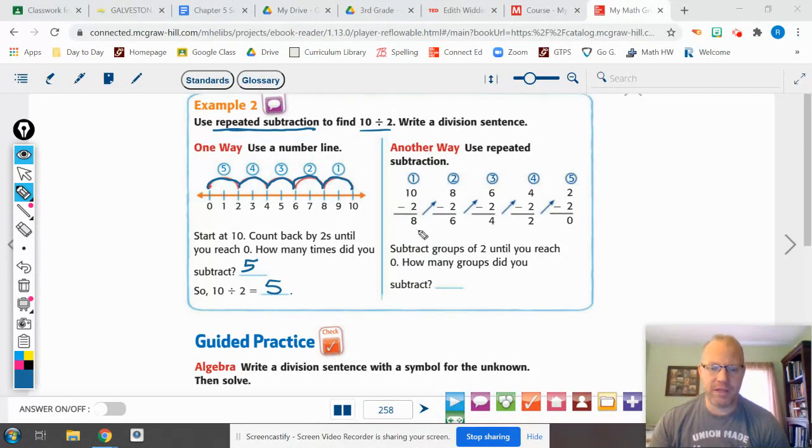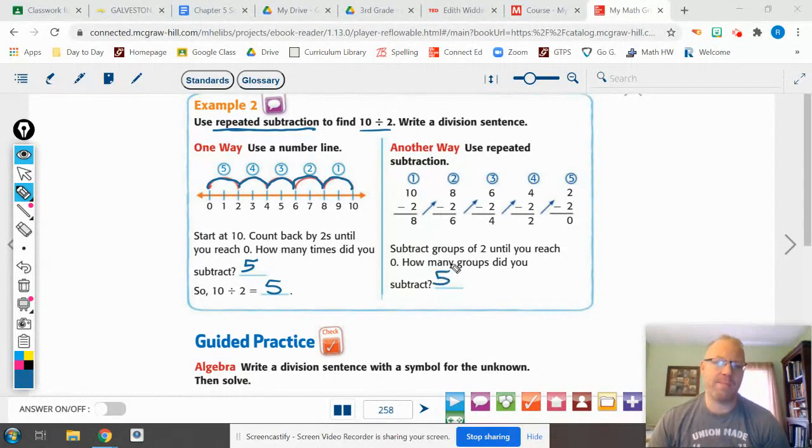Another way is to use repeated subtraction. Now, this would require you to do a lot of writing and solving for subtraction. So 10 minus 2 is 8. 8 minus 2 is 6. 6 minus 2 is 4. 4 minus 2 is 2. 2 minus 2 is 0. Subtract groups of 2 until you reach 0. How many groups did you subtract? 1, 2, 3, 4, 5.